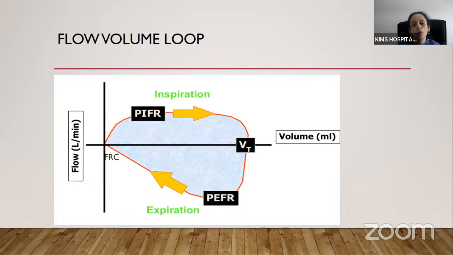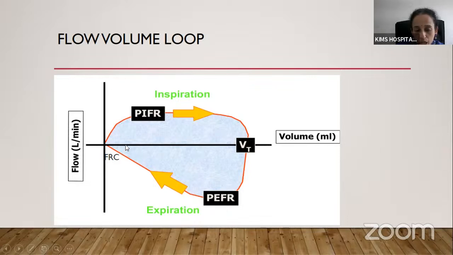Now let's go to the flow volume loop. In the flow volume loop, volume is on the x-axis and flow is on the y-axis. So this is the functional residual capacity. Here the inspiratory limb will start and the peak inspiratory flow rate will increase like this, and then it comes to the end of inspiration over here, where the maximum tidal volume will be reached, and then the expiratory phase starts.